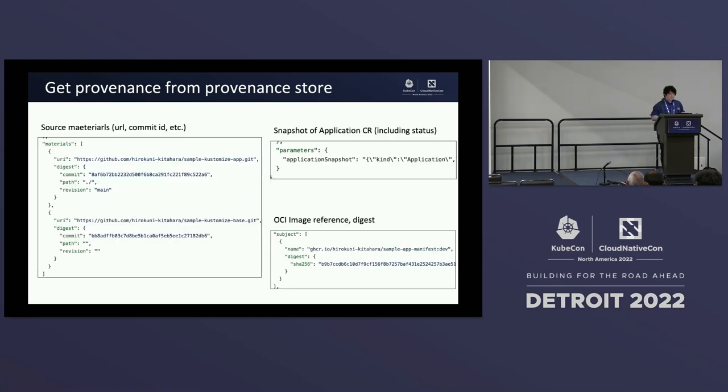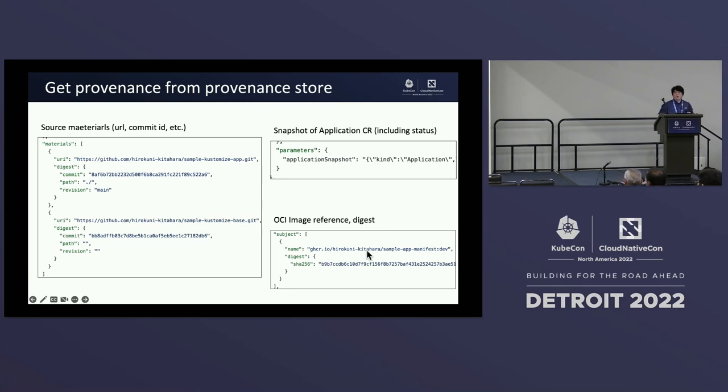And the actual raw provenance data is something like this. It is in JSON format, and it has a list of materials like URLs and commit versions. And also the snapshot is recorded as a build parameter. So I can check the status of Argo CD at the time of manifest build. And also, of course, the image reference and digest are here.